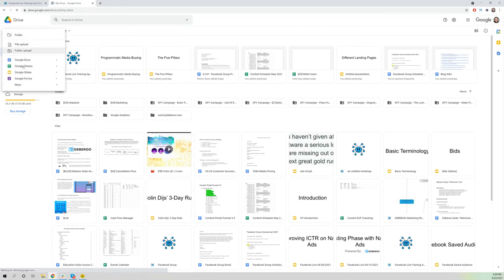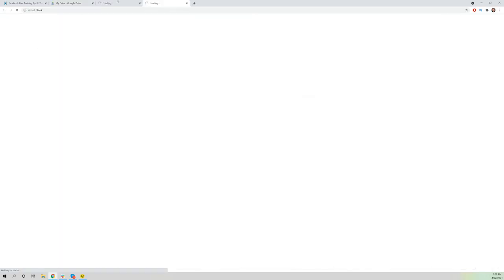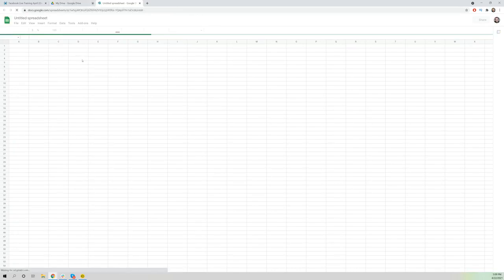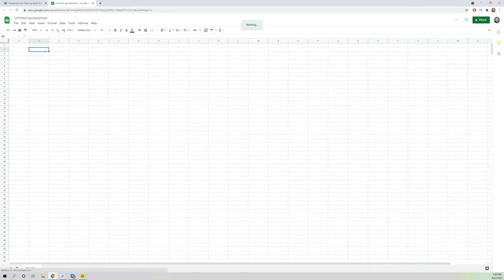All right, Google Sheets, perfect. All right. So we're going to calculate the budget according to the 3-day rule. There are a couple things that we need to know. So I'm going to put them in line right here.